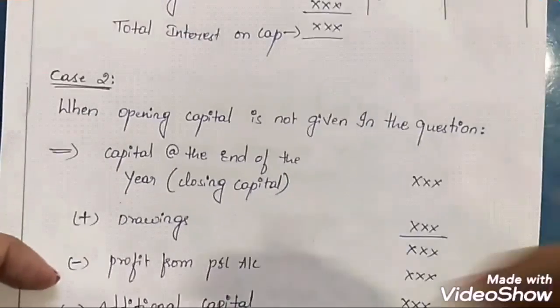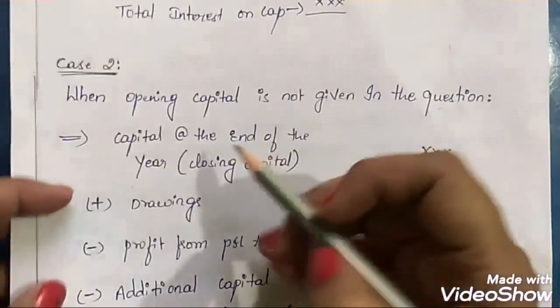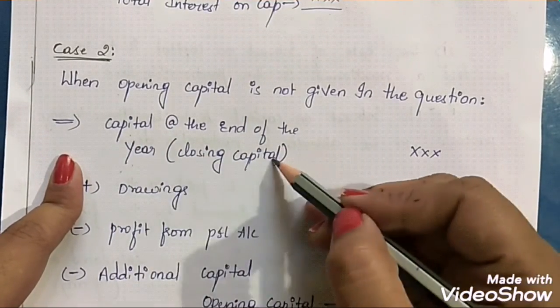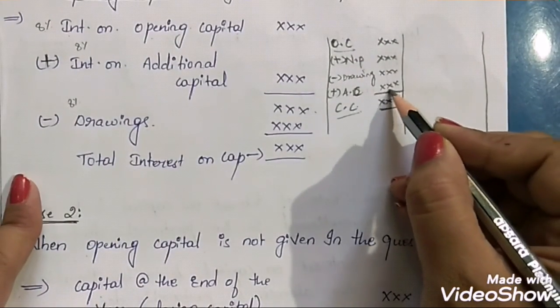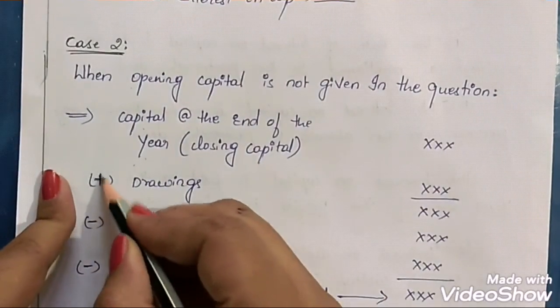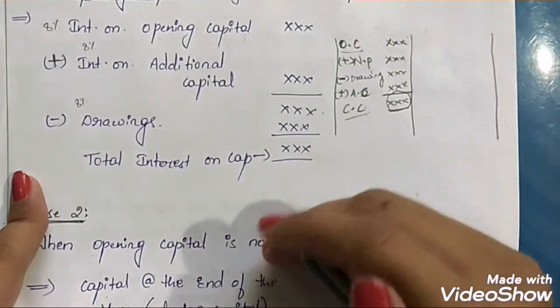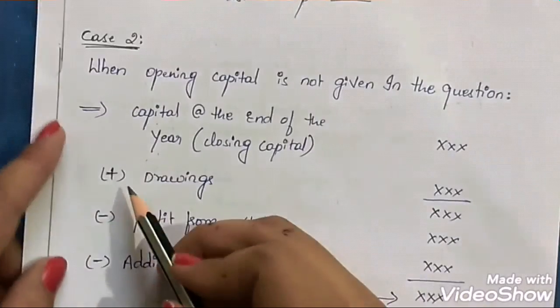So here if opening capital is not given and we have to find out the opening capital, we have to use this balance sheet. First of all, capital at the end of the year or closing capital will be given in the question. So now this figure is present in the question, and we need to find out this. So first of all take the closing capital amount, then in this add drawings. See, here we have deducted the drawings, so just do the reverse of this. Here we have deducted, here we can add it.